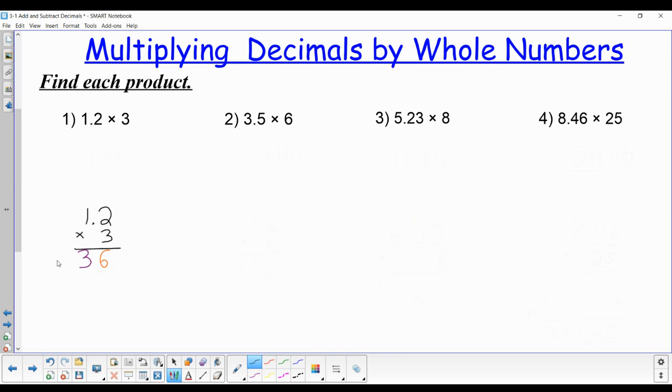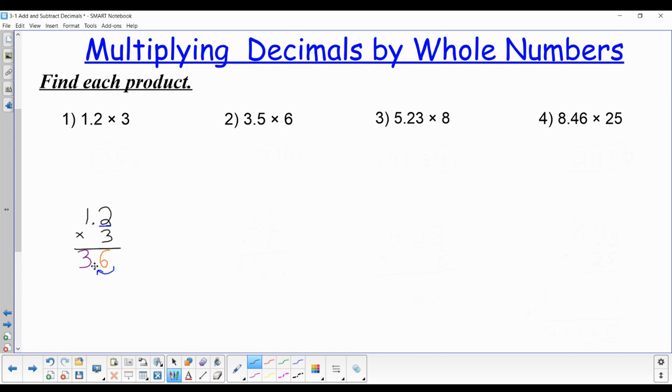The difference is what happens at the end. Since in the problem there is one number after a decimal point, you can see it right here, which means in our answer there must be one number after a decimal point. Our answer is 3 and 6 tenths.